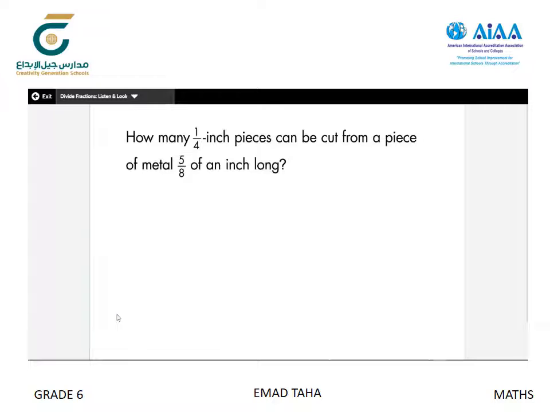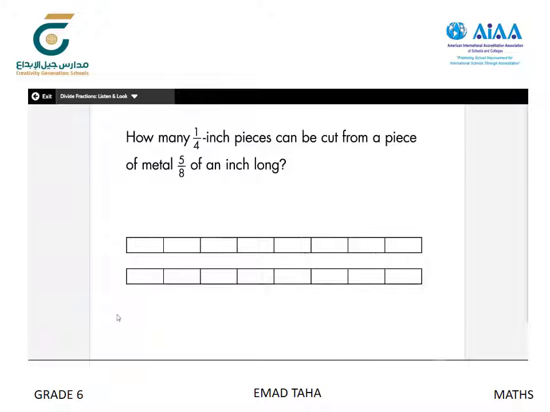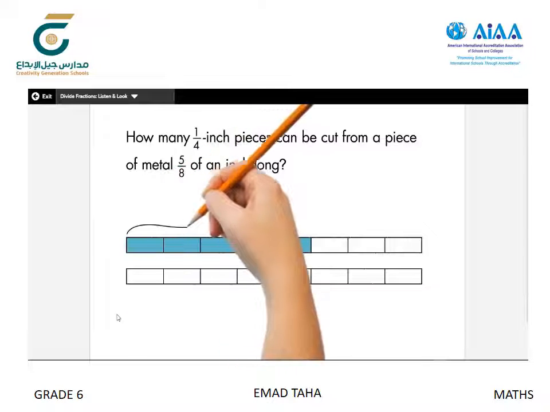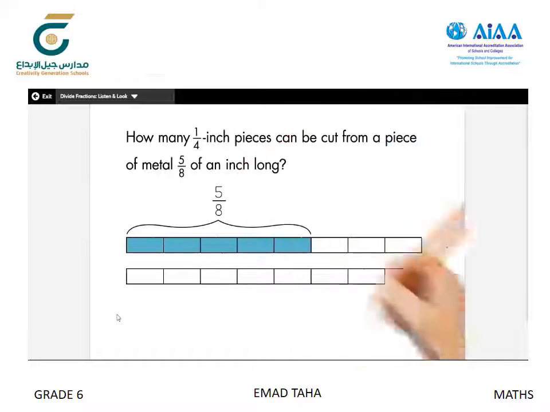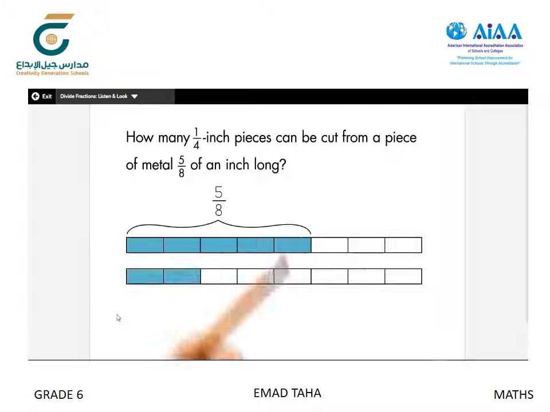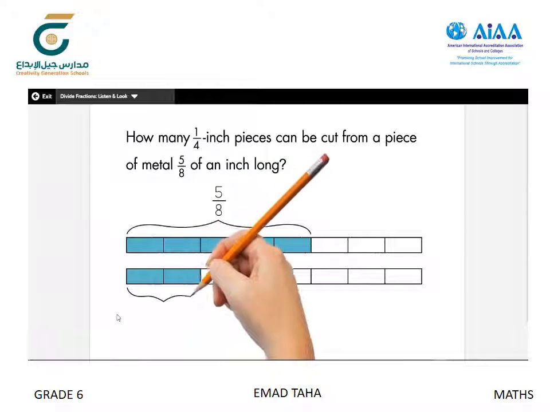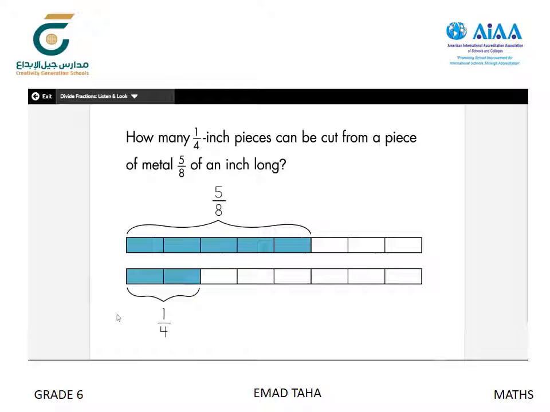This problem is key because it is a division situation involving two fractions. Listen and look for students who use a model to solve the problem by setting up two fraction strips divided into 8 equal pieces. They shade 5 of the 8 pieces in the top strip to represent the 5/8 inch piece of metal, and 2 of the 8 pieces in the bottom strip to represent a 1/4 inch piece.